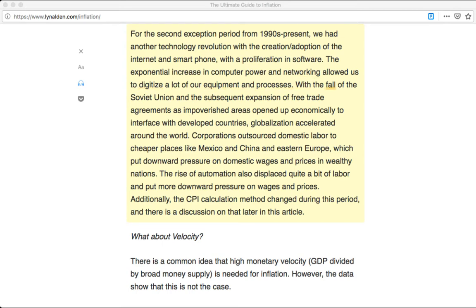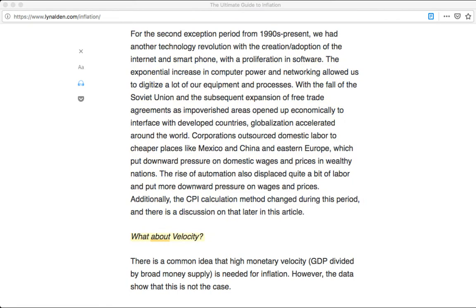With the fall of the Soviet Union and the subsequent expansion of free trade agreements as impoverished areas opened up economically to interface with developed countries, globalization accelerated around the world. Corporations outsourced domestic labor to cheaper places like Mexico, China, and Eastern Europe, which put downward pressure on domestic wages and prices in wealthy nations. The rise of automation also displaced quite a bit of labor and put more downward pressure on wages and prices. Additionally, the CPI calculation method changed during this period, and there is a discussion on that later in this article.